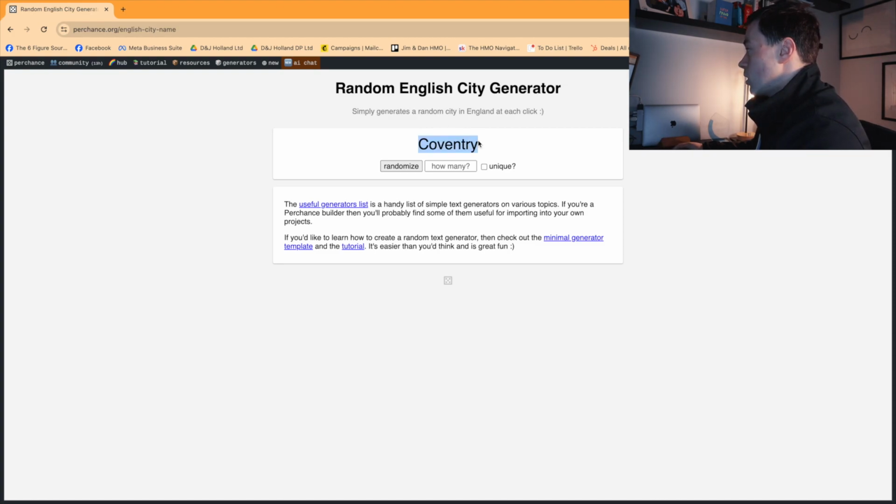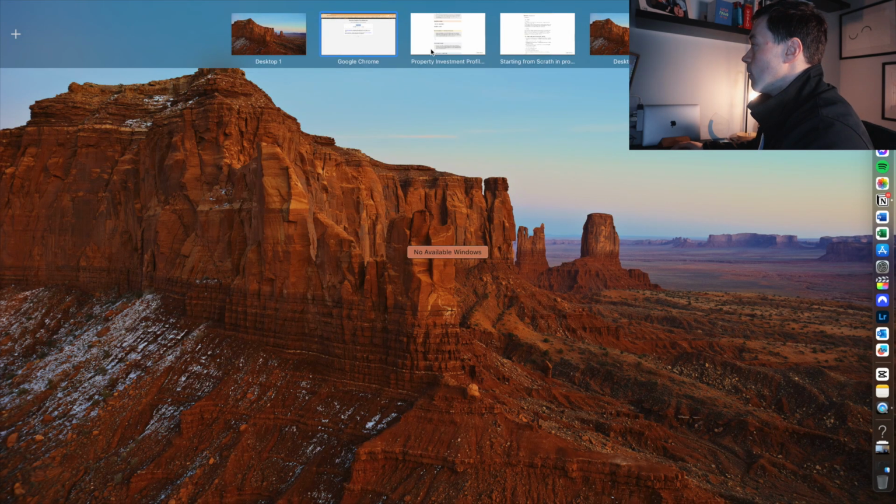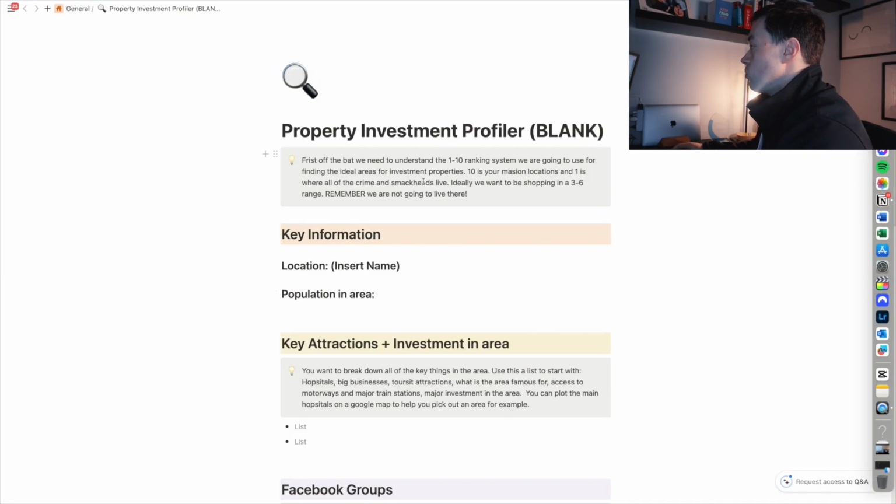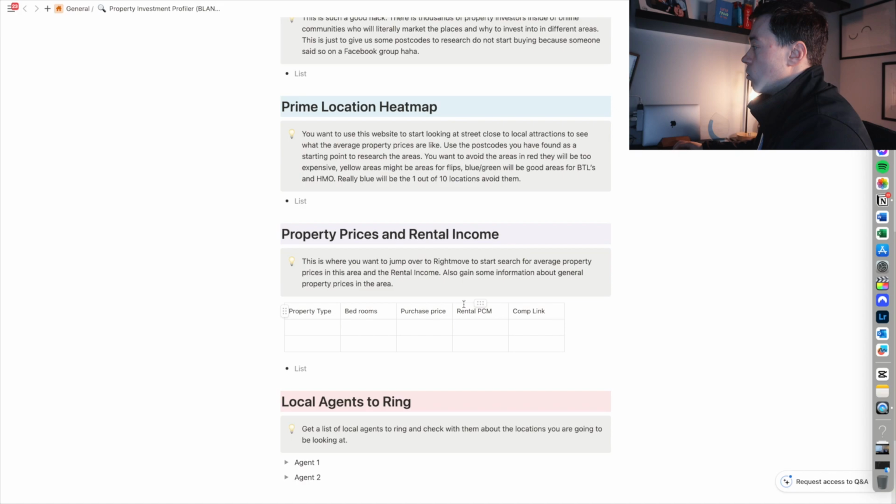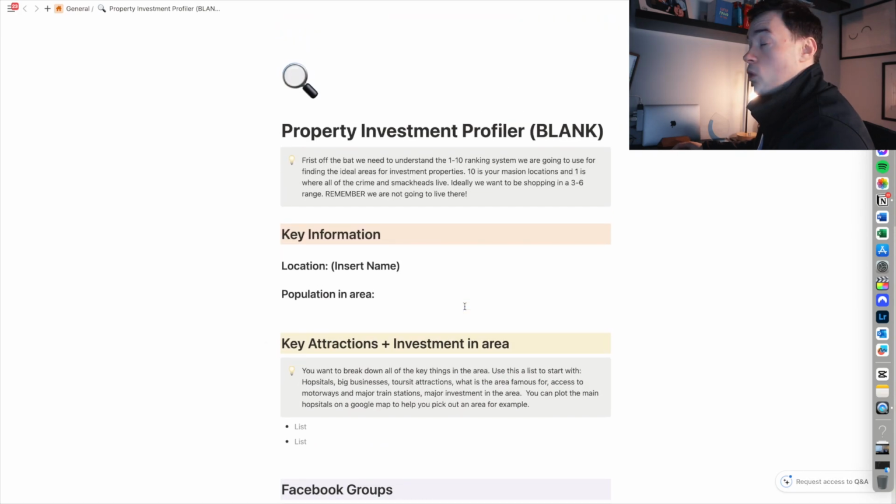Before we get into the major detail, I'm going to take you through the Property Investment Profiler template. Obviously it's on Notion, we use a lot of our stuff on Notion. This is going to be a blank profiler for you to fill in, and I will also go along and start filling this in for Coventry so you can see both. I'll send you the information for the blank one, and I'll also send you the detailed one I'm going to do about Coventry. We'll just fly through the blank one so you know what we're going to be looking at, and then we can do it for real.